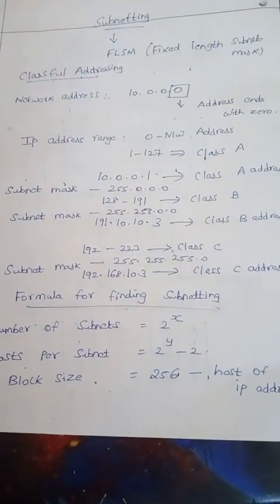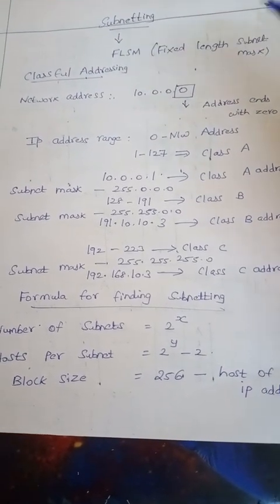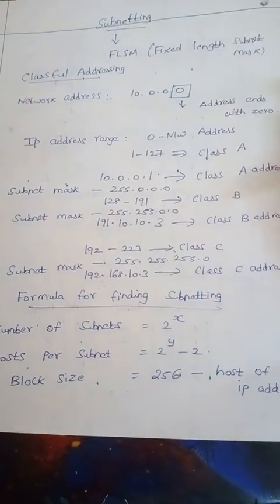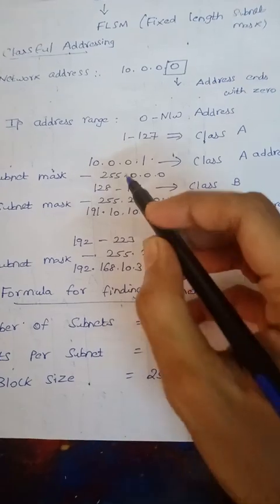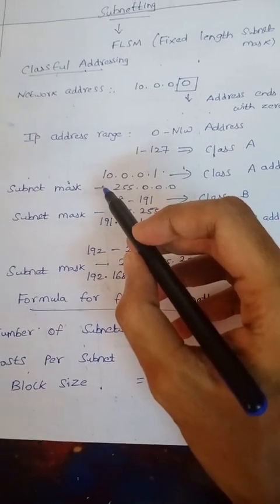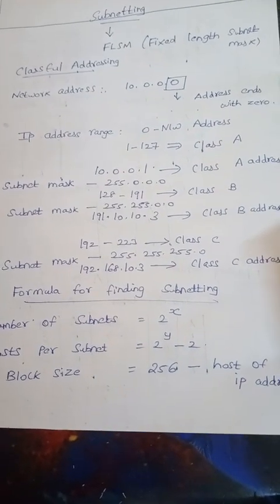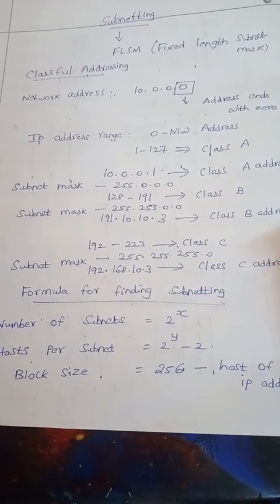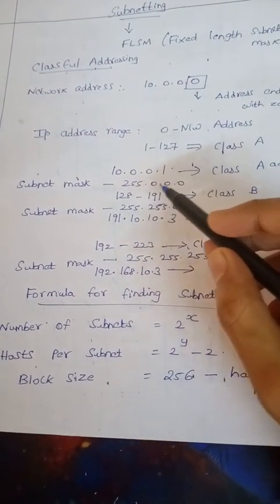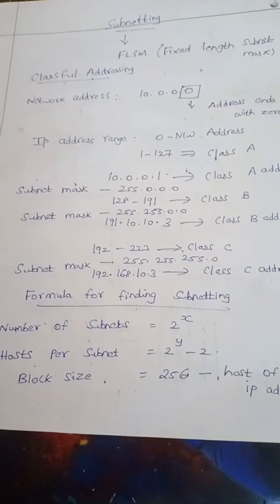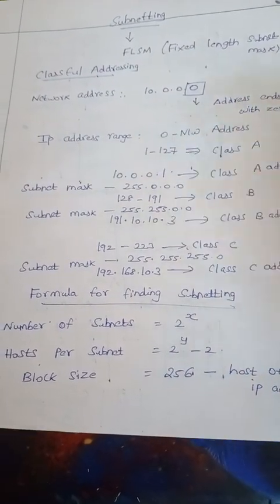For class A, we have to check the starting IP. If the starting IP is from 1 to 127, it will be represented as a class A IP address. For example, 10.0.0.1 is classful addressing and will be represented as a class A address. The subnet mask for this will be 255.0.0.0.